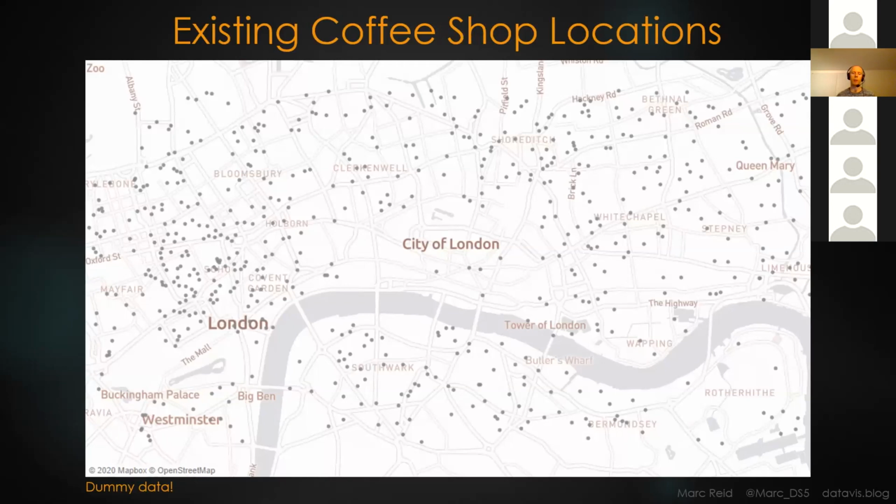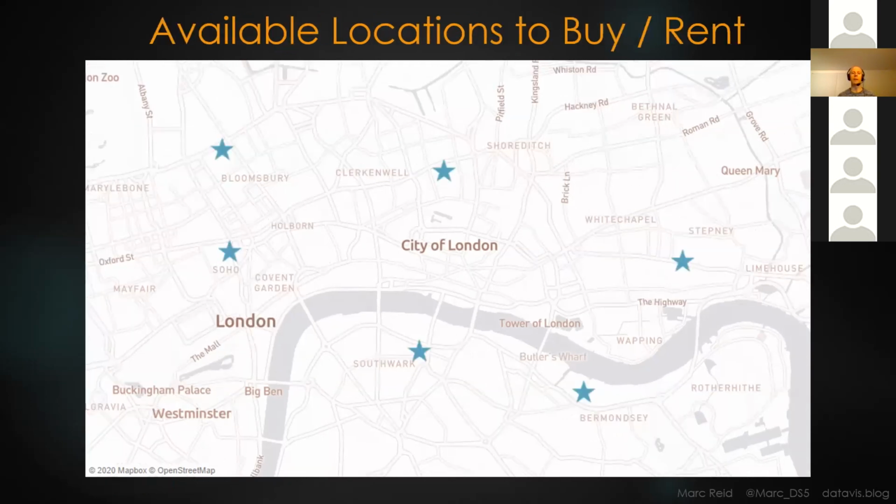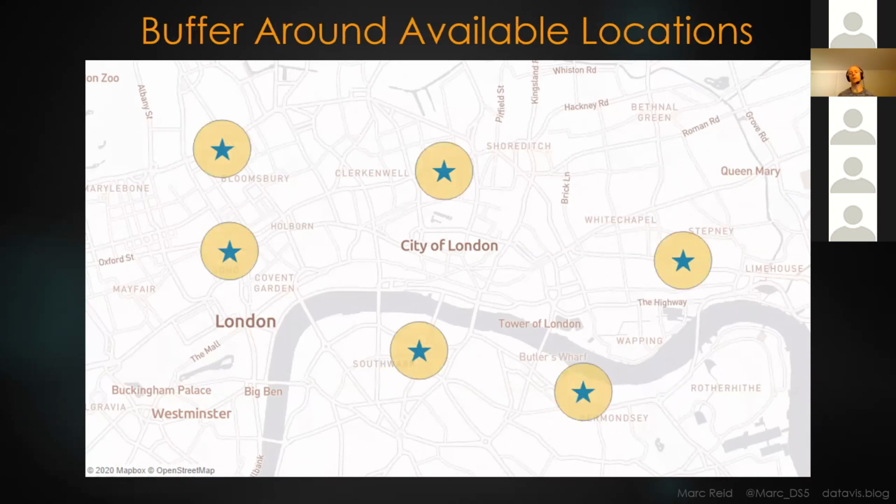So as an example then, I'm going to connect to two files here. This is the first file, and it has all of the existing coffee shops in London. And I should just say this is just dummy data. Then I have a second file which I'm connecting to, and this just has 6 rows of data. These are the 6 potential locations that I'm looking to either buy or rent for my own coffee shop. And then what I would do is put a buffer location around each of those 6 locations there, which you see on the screen.